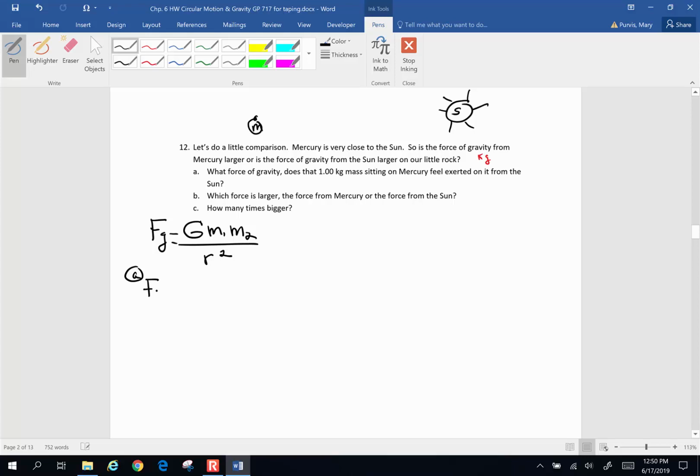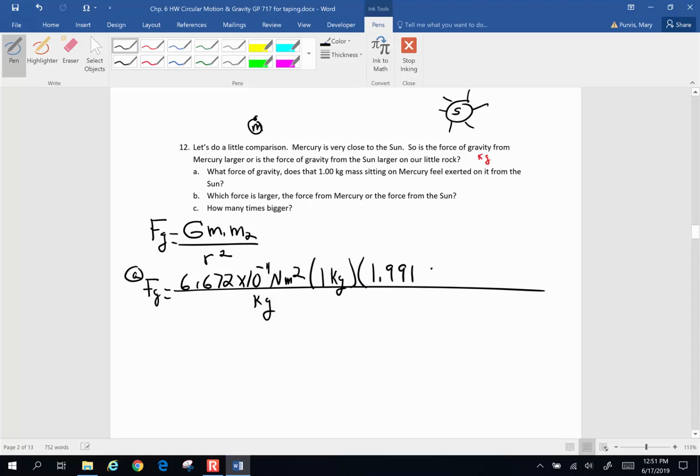So the force of gravity caused by the sun is going to be G, 6.672 times 10 to the negative 11th newton meters squared per kilogram squared. My 1 kilogram rock. But this time we're going to use the mass of the sun, 1.991 times 10 to the 30th kilograms. Our star is large. Now we're going to use the distance between the sun and Mercury. That's the distance we're going to use here, 5.79 times 10 to the 10th meters, squared.